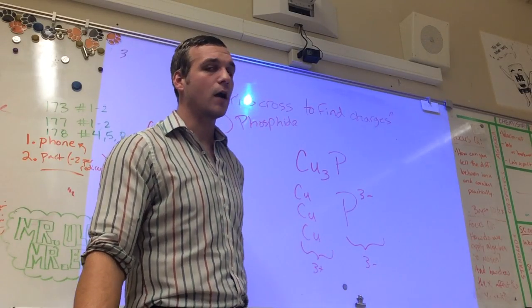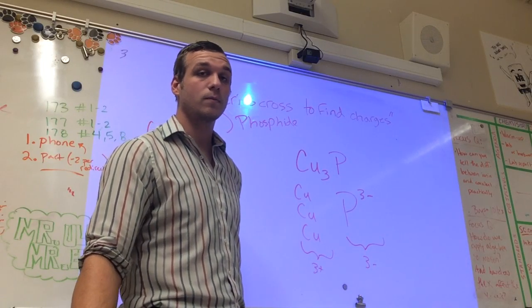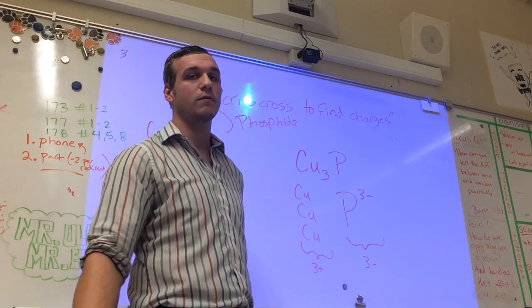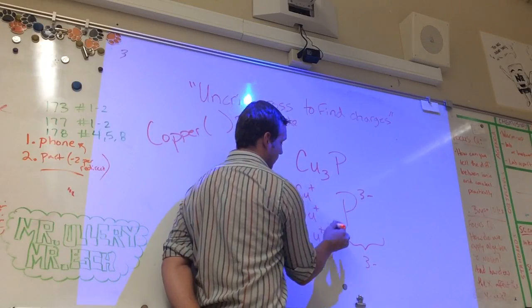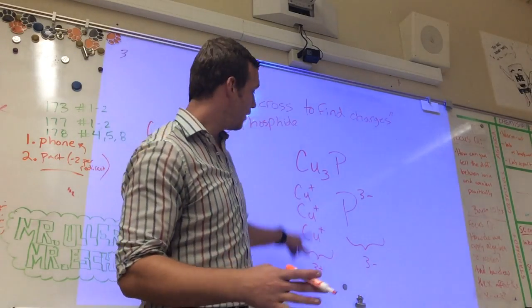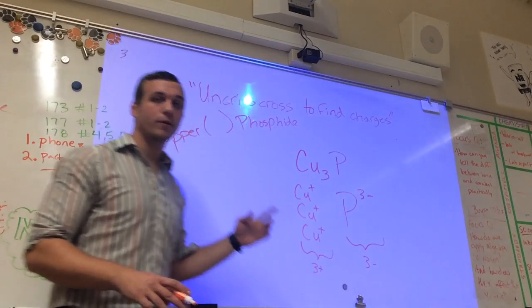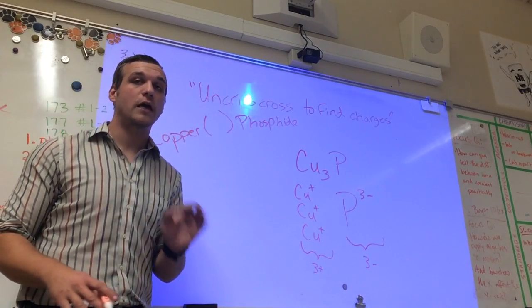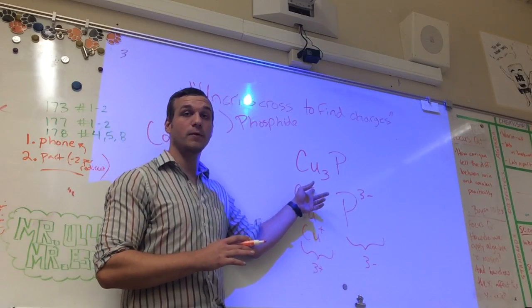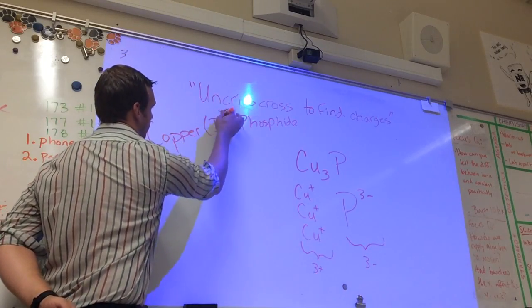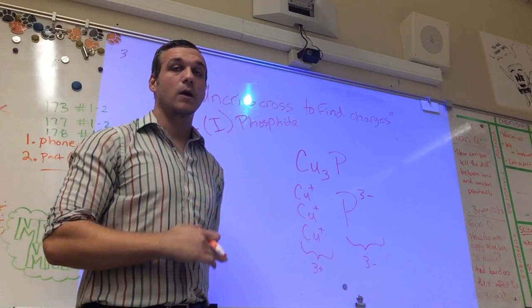Well, that's weird. We have 3 coppers and the total charge is 3 positive. So what must each copper charge be? 3 coppers, total charge of 3 positive. Each copper must be a +1 charge. So when you write this, each copper is +1, but you do have 3 of them, just so you know. Okay? So what goes in the parentheses is the charge, not the number of atoms, but the charge of one cation. So the charge is +1. So therefore, this is copper 1 phosphide. Copper 1 phosphide.